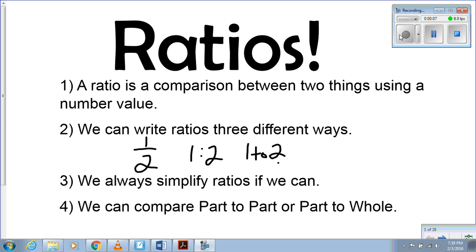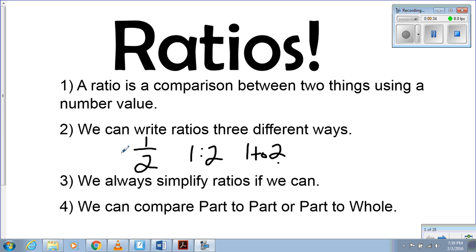Here are 4 points that you should have learned from our ratios lesson the other day. The first thing, a ratio is a comparison between two different things using a number value. So when we write a ratio, we're going to make some sort of observation and use numbers to represent the comparison. The next thing we learned is that we can write ratios 3 different ways.